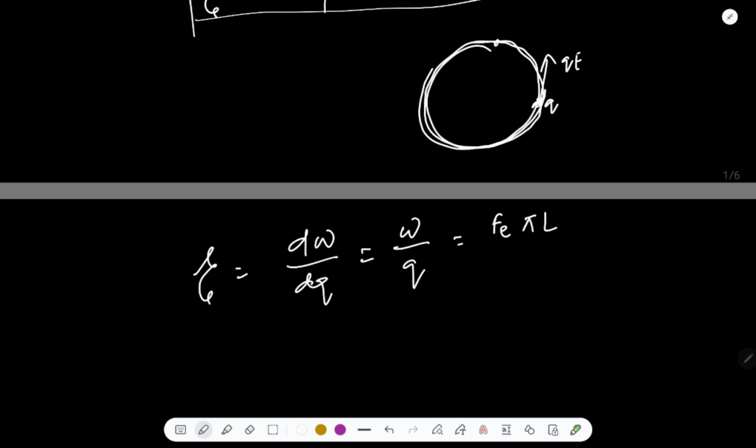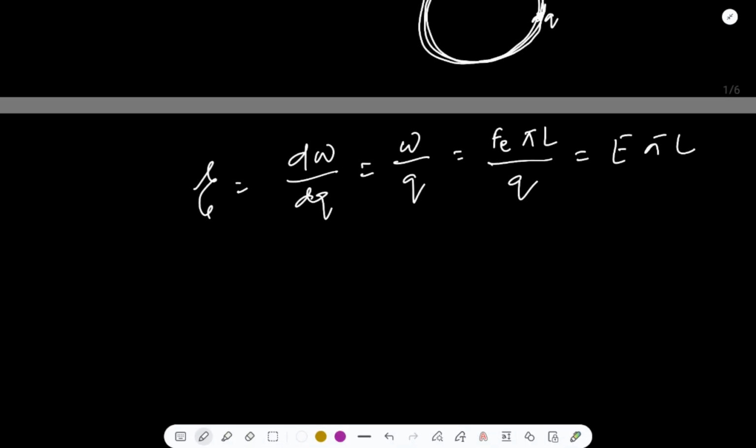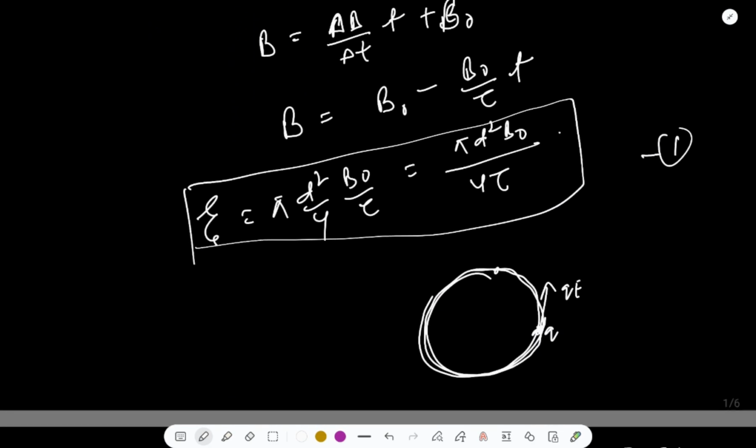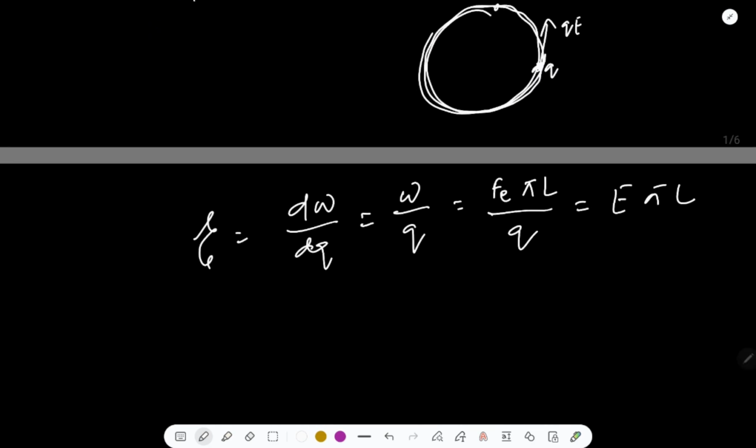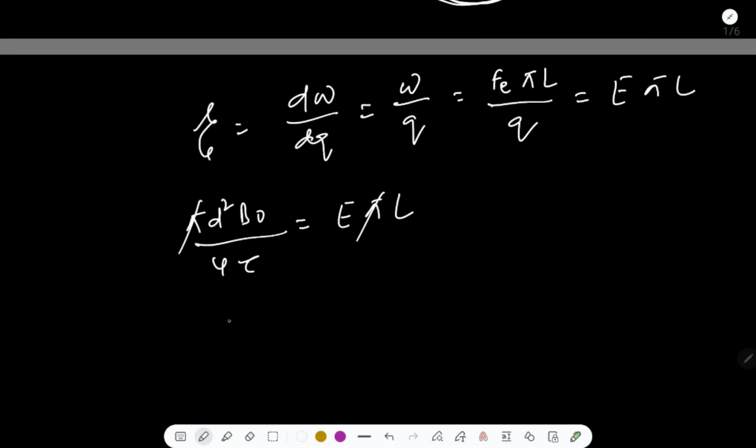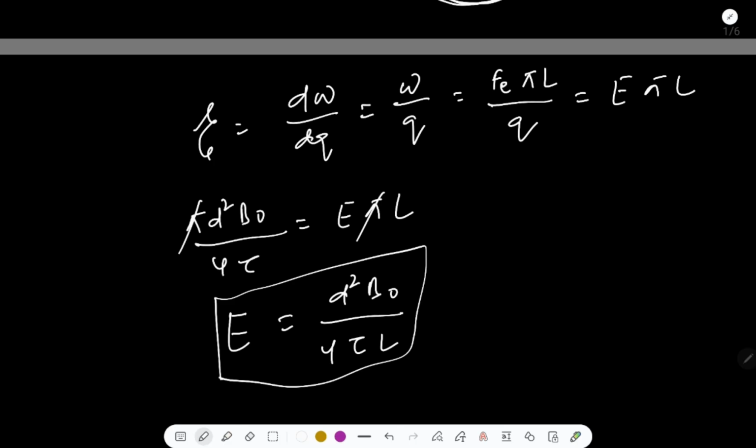So you can write here F multiplied by pi L divided by Q, and force per unit charge is the induced electric field. So this can also be written as E pi L, and we can find E because our induced EMF is pi d square B naught by 4 tau. So induced EMF equals pi d square B naught by 4 tau, and this will be equal to E pi L. So pi gets cancelled out, and we get the value of this induced vortex non-conservative electric field as d square B naught by 4 tau L. This is the electric field we got.